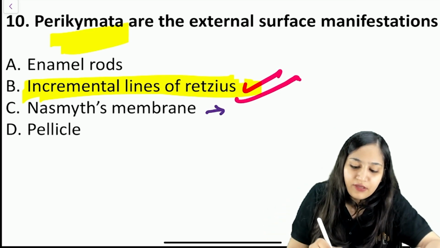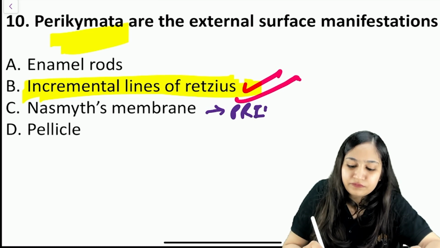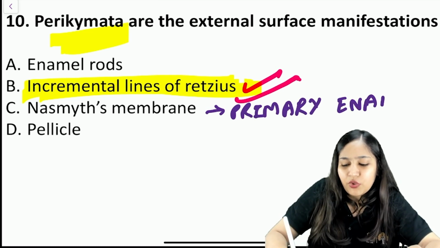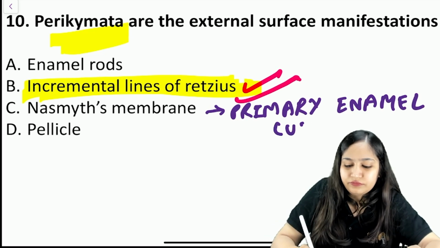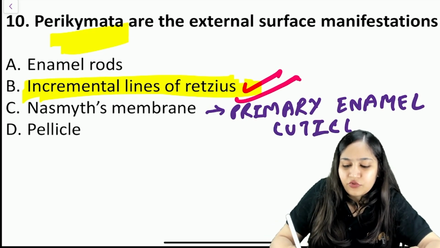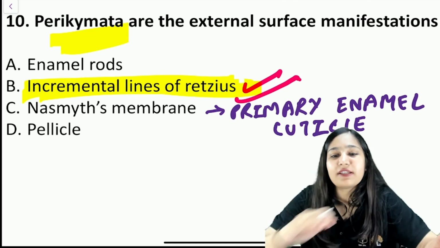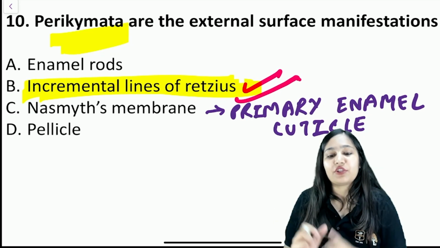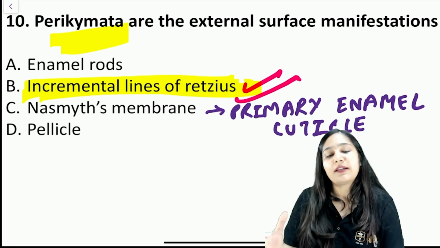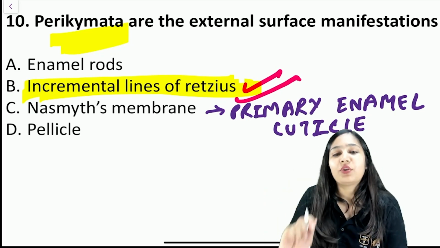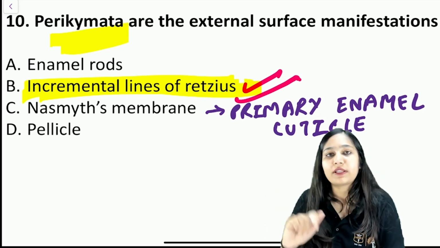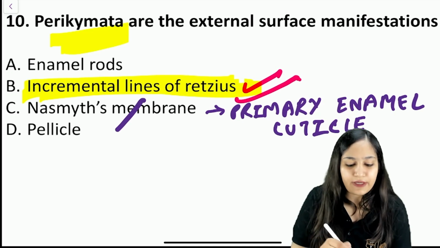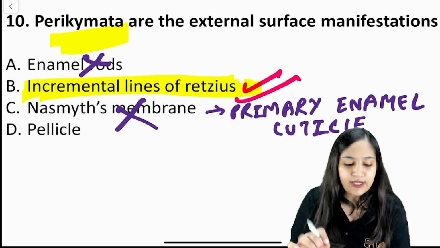So it is primary enamel cuticle. So definitely it is a surface structure. It is covering the surface of the tooth, protecting the tooth from the surrounding connective tissue once the tooth is completely formed. It forms a protective covering over the tooth. It is also known as primary enamel cuticle. So it is not the external manifestation. Enamel rods are also not the external manifestation.